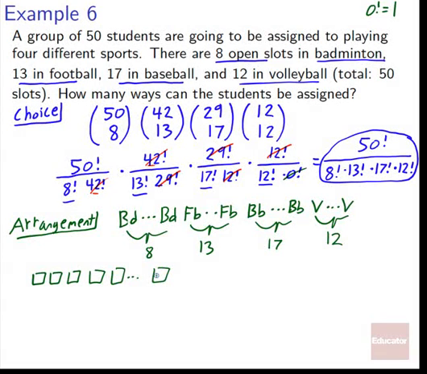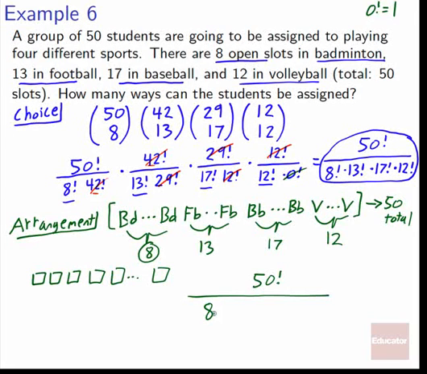So how many ways are there to arrange this set of cards? Well, we've got a total of 50 cards, right? This comes out to 50 total. So we have 50 factorial divided by, what are we going to divide by? Well, how many ways can we arrange the badminton cards? It doesn't matter if you get the first badminton card or the second badminton card or the last badminton card. They all mean the same thing. Go on to the badminton team. So it doesn't matter which way we arrange our badmintons. So we divide by 8 factorial because the arrangement of our badminton cards doesn't matter.